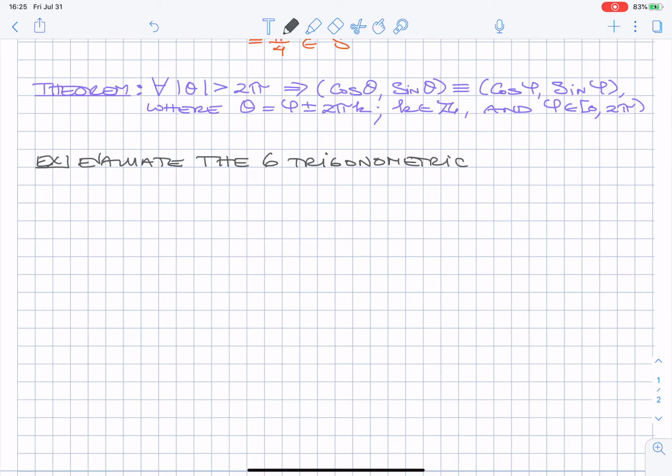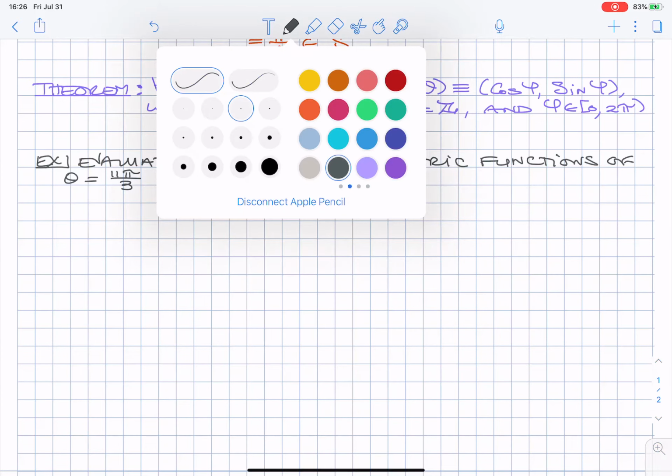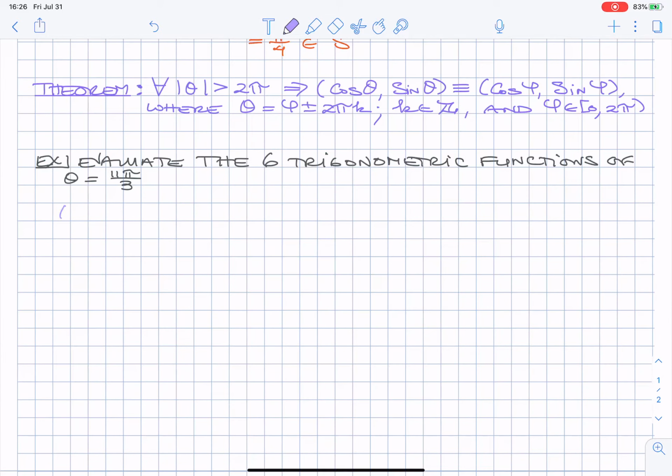Trig functions of, let's have theta being equal to, what should we do? 11 pi over 3? That sounds good. Okay, so let's look at theta. Theta is 11 pi over 3.